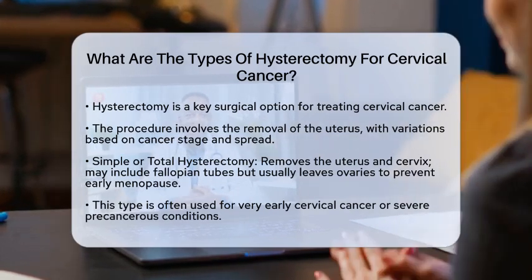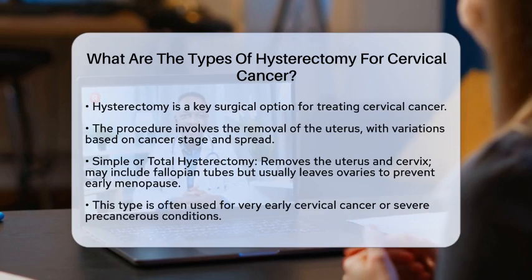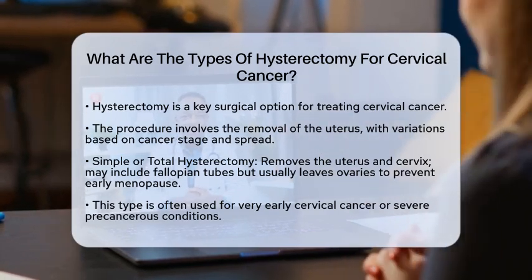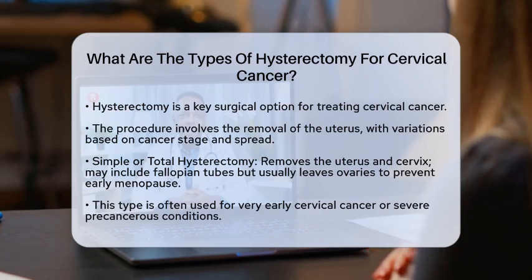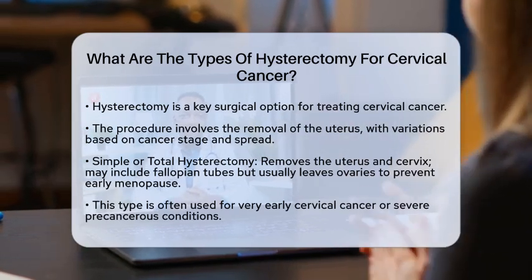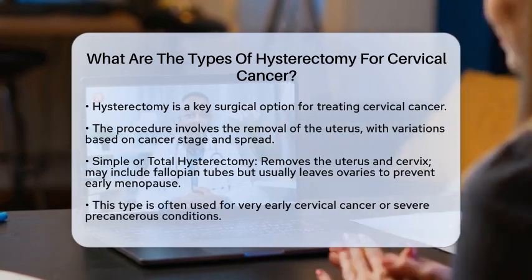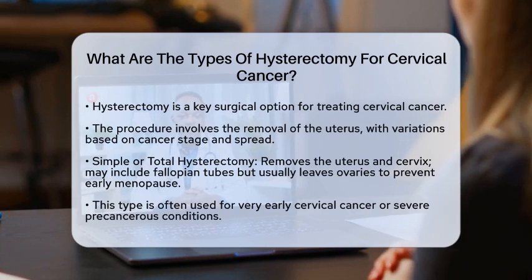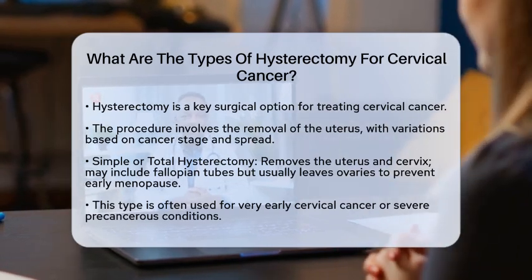First, we have the simple or total hysterectomy. This procedure removes both the uterus and the cervix. In some cases, the fallopian tubes may also be taken out, but the ovaries are usually left in place to help avoid early menopause. This type of surgery is often used for very early cervical cancer or severe precancerous conditions.